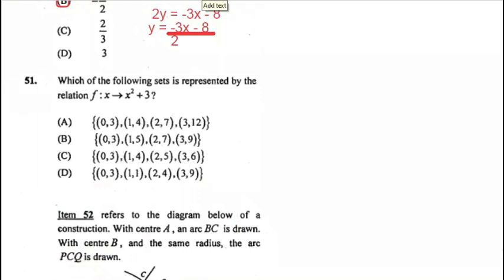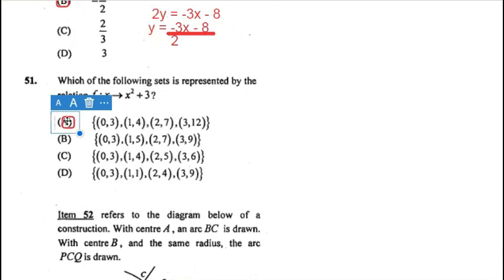So 51, which of the following sets is represented by the relation of f of x is equal to x squared plus 3? So what we're doing is squaring the x figures and then adding 3 to get the f of x. So therefore all the first numbers in each bracket is x and the second is representative of y. So should we square the first number, in this case 0, 0 squared plus 3 is 3, 1 squared plus 3 is 4, 2 squared plus 3 is 7, and 3 squared is 9, plus 3 is 12, and therefore answer for 51 is A.